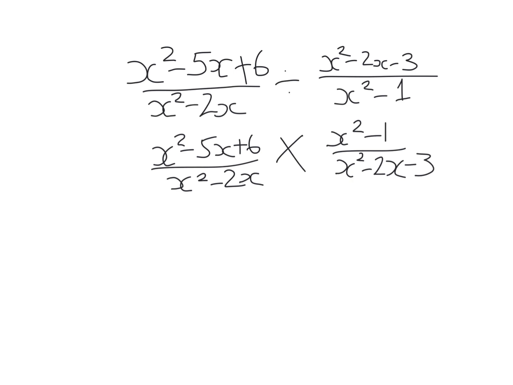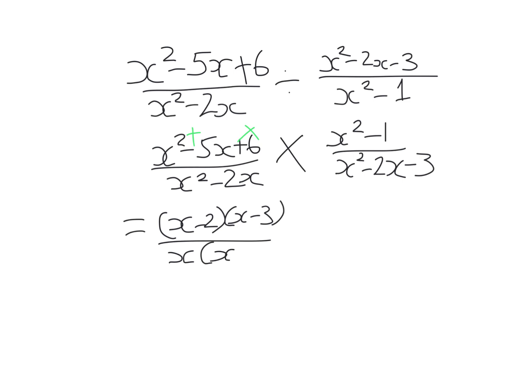So let's start by factorizing x squared minus 5x plus 6. Well, it's a quadratic trinomial, so we find two numbers that multiply to 6 and add to negative 5. So those two numbers are negative 2 and negative 3. All right, let's factorize x squared minus 2x. So that's highest common factor. x is the common factor. All right, x squared minus 1 is difference of two squares. So it'll be x minus 1 times x plus 1.